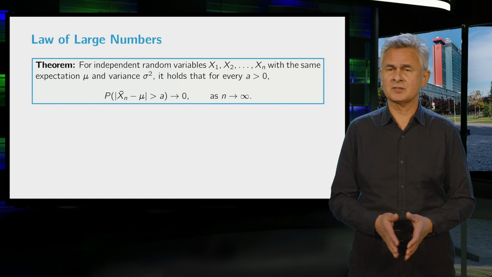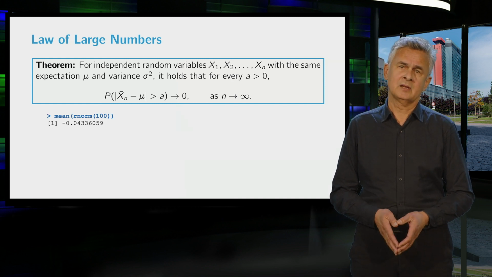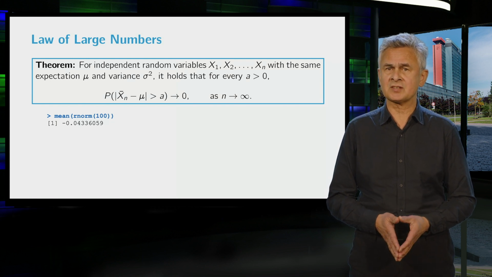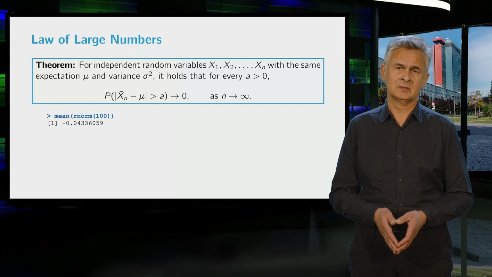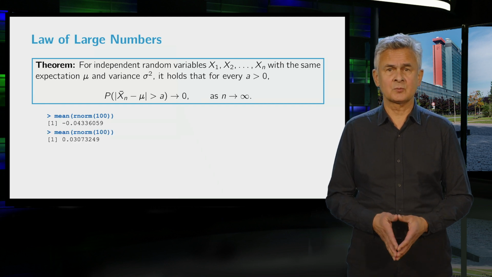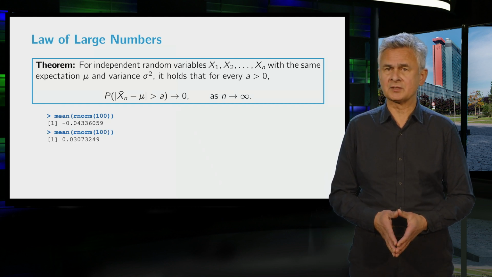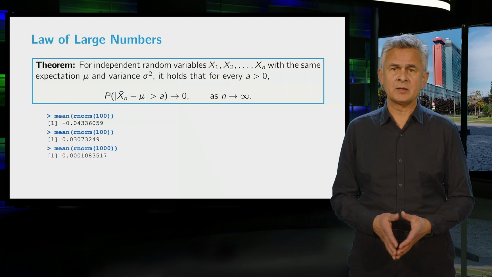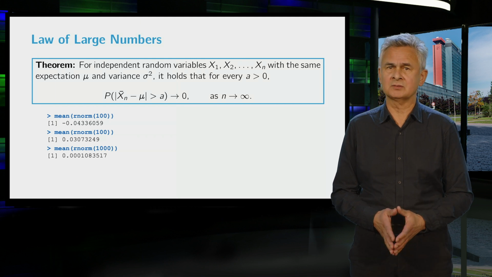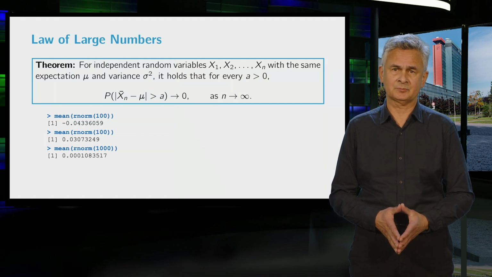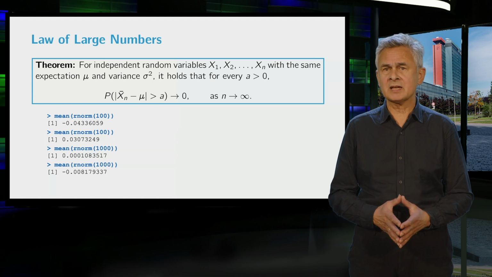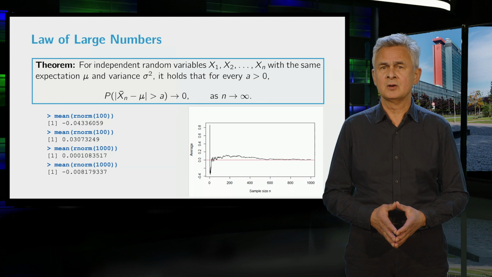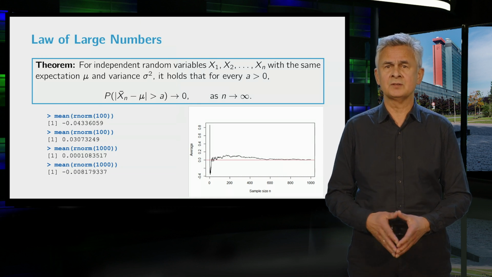Now let me demonstrate this in R. We generate 100 numbers from a standard normal distribution which has expected value 0. When we repeat this, we see that the averages of the generated samples are indeed close to 0. And if we generate more numbers, say 1000, the averages get even closer. Now this can be illustrated in this figure for a sequence of averages for growing sample sizes from 1 to 1000.